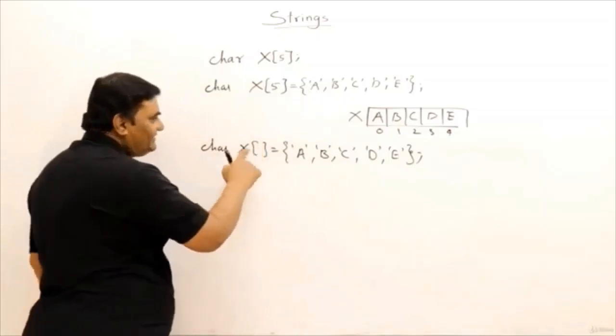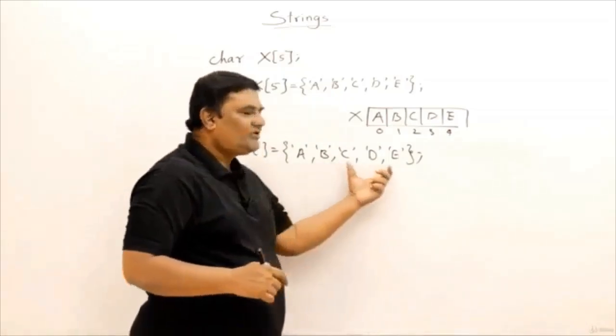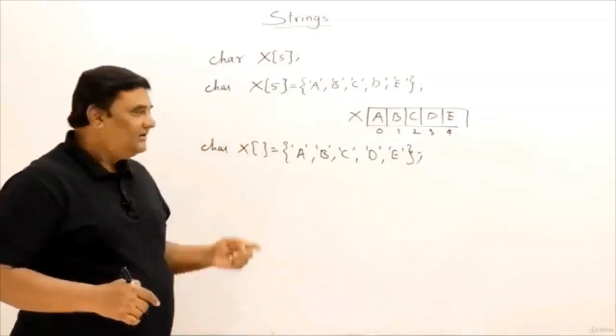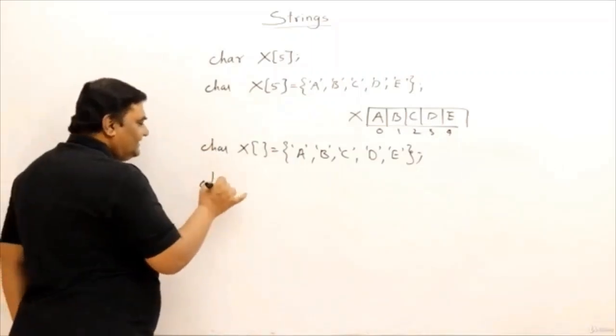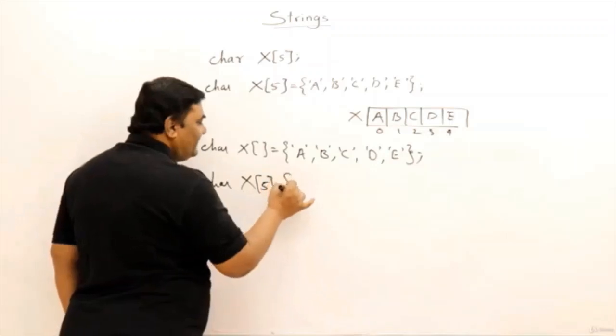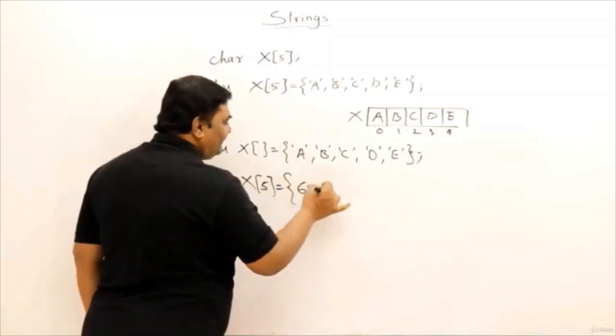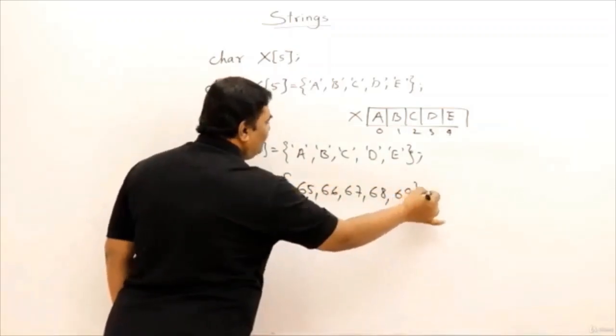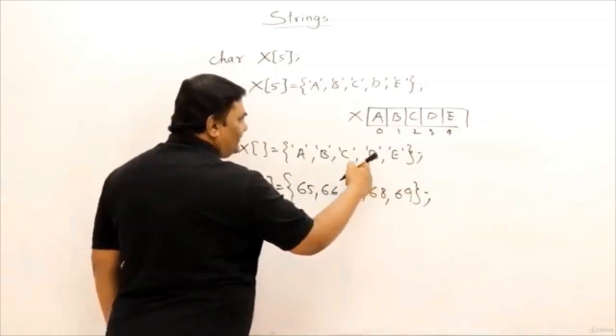I have not mentioned the size. Size will be taken depending on the number of alphabets I am assigning. And one more method, I can create an array by either mentioning or not mentioning the size. I will write 65, 66. So these are the ASCII codes for these alphabets.